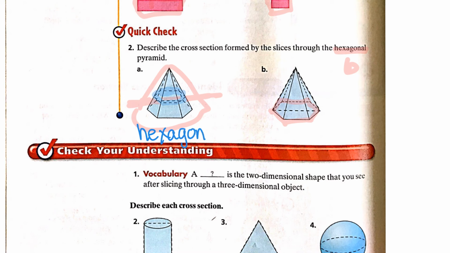And then if we look at our next one, it is cut vertically. It's kind of hard to see here, but see how it goes like this and cuts it in half. So you can almost just see, if I follow the cross section, that this shape is a triangle.